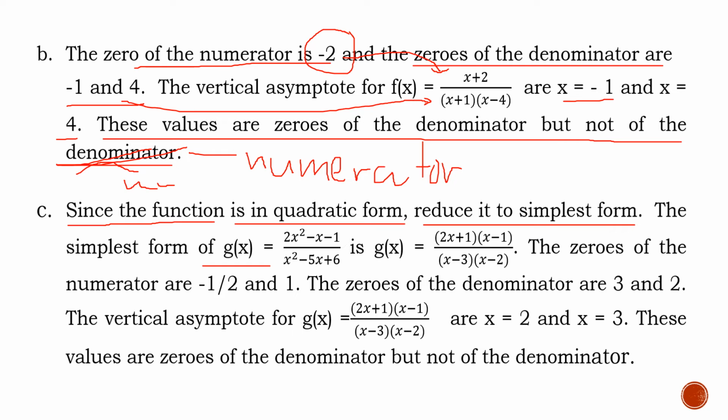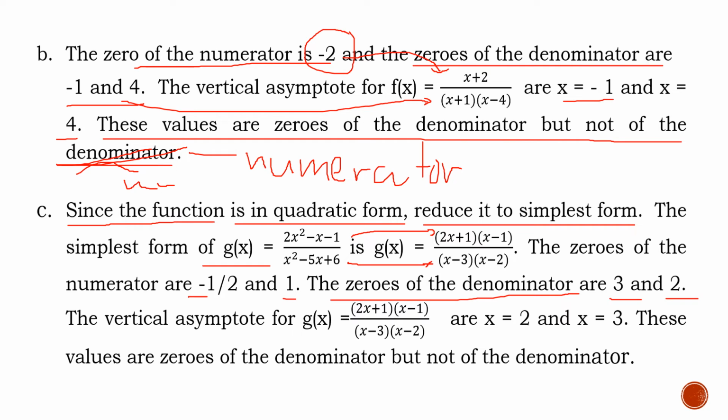The simplest form of g of x, 2x squared minus x minus 1 over x squared minus 5x plus 6, is g of x is equal to 2x plus 1 multiplied by x minus 1, over x minus 3 multiplied by x minus 2. This will be the factors of your numerator, and this will be the factors of your denominator. So the zeros of the numerator are negative 1/2 and positive 1. The zeros of the denominator are 3 and 2.